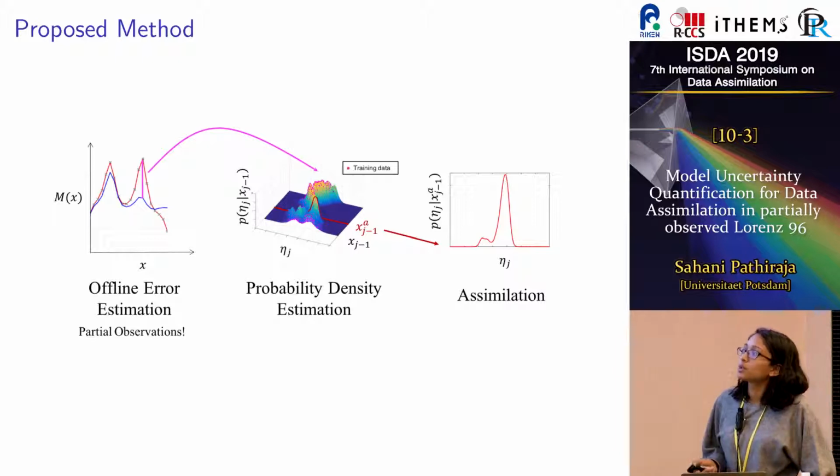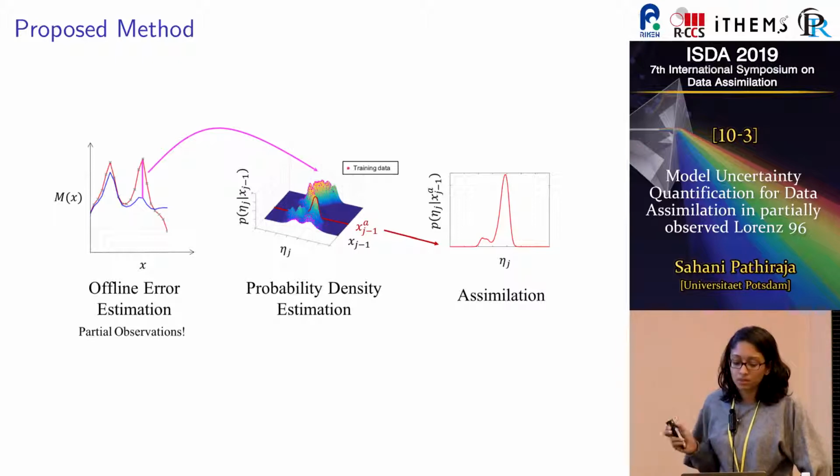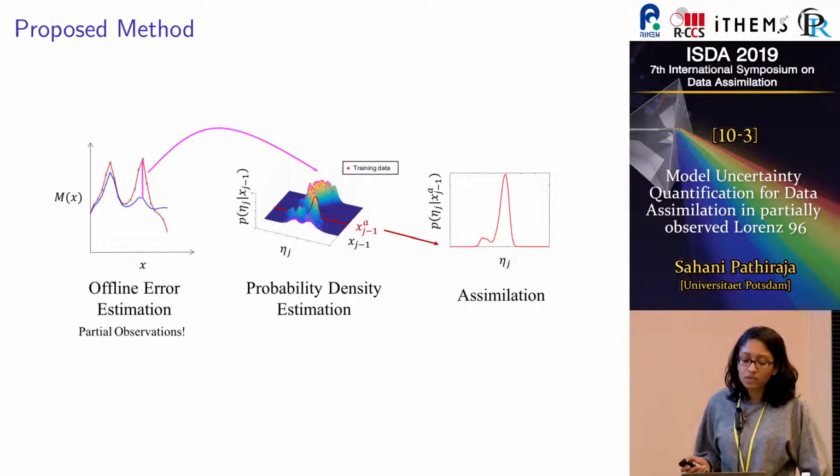So the proposed method can basically be broken down into 3 steps. Initially, we start off with generating a sample of these eta values offline using model simulations and partial observations. Once we've generated these etas, we then do conditional density estimation given this informative covariate using, for instance, kernel methods. So we want to keep things non-parametric.